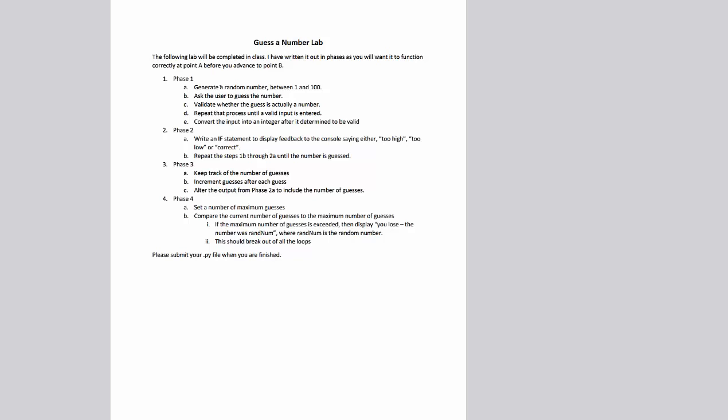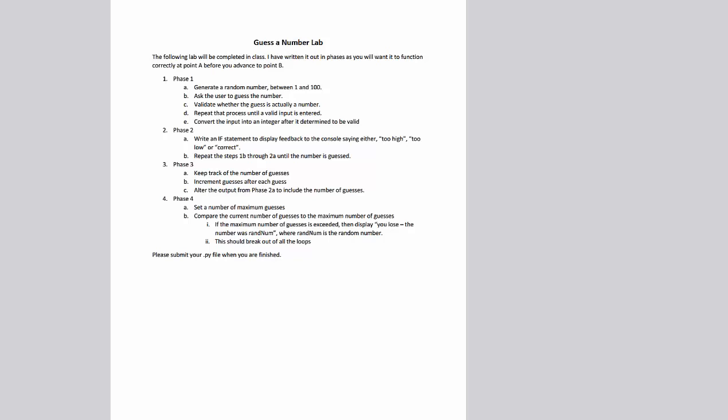In phase 1, we're going to generate a random number, ask the user to enter a number, and then validate that number and make sure that it's actually a number. If it's a number, we're going to turn it into an integer. You could guess 26.4 if you wanted, but you'll lose. Then we're going to make them keep guessing until they put in an actual number. That's data validation. That's the first thing in the lecture.